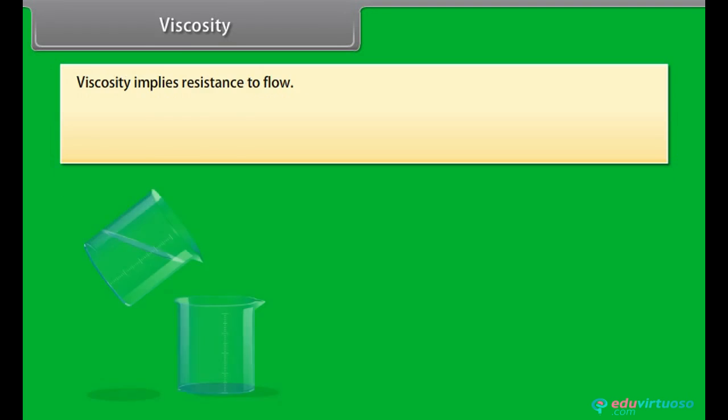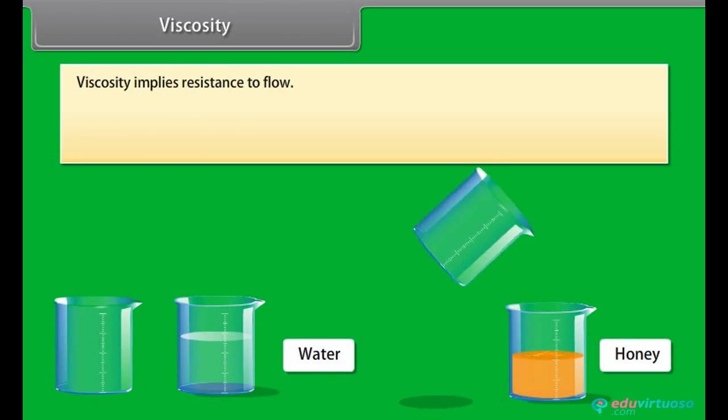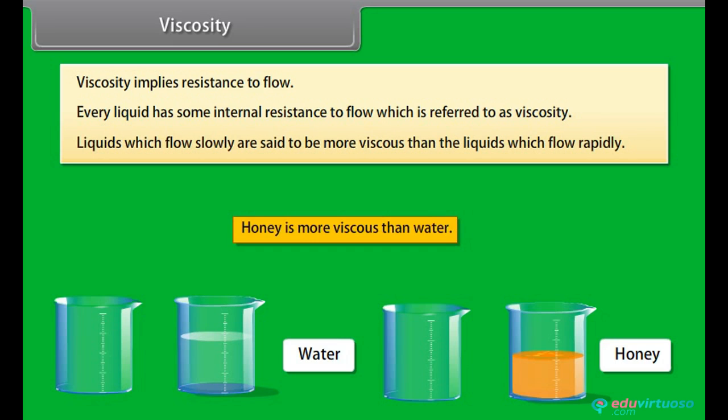Viscosity. Viscosity implies resistance to flow. It is well known fact that some liquids such as honey, castor oil, glycerine etc. flow slowly, whereas others like water, petrol, ethanol etc. flow rapidly. This means that every liquid has some internal resistance to flow, which is referred to as viscosity. Liquids which flow slowly are said to be more viscous than the liquids which flow rapidly.